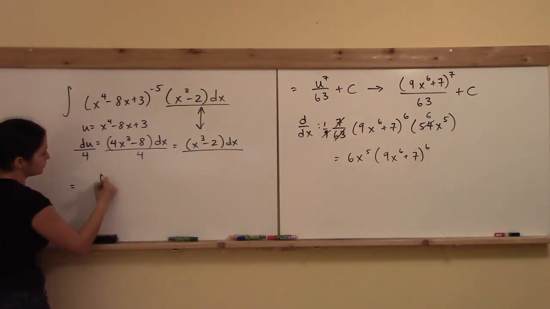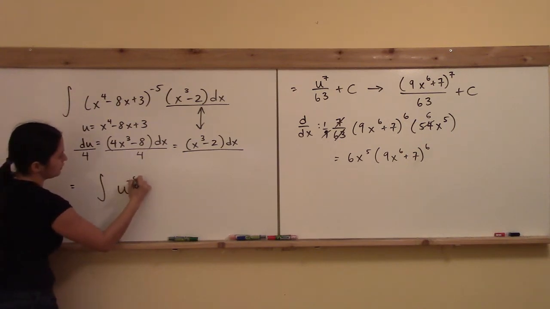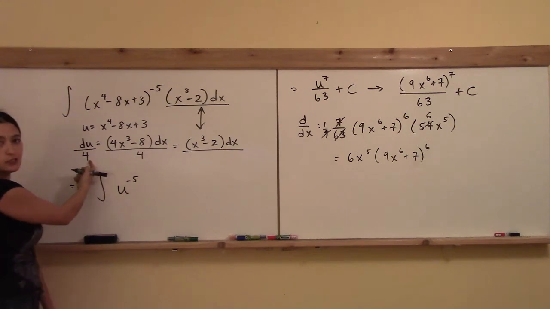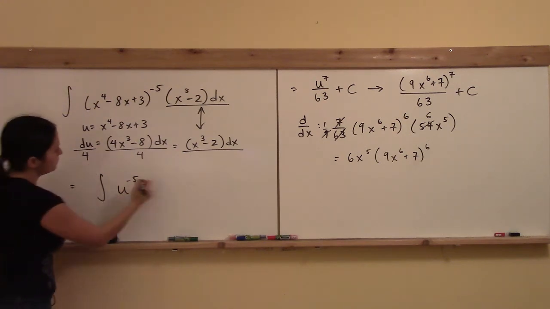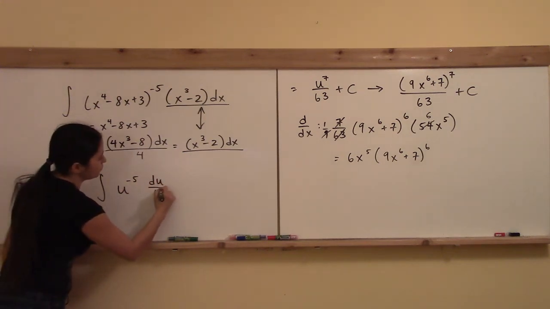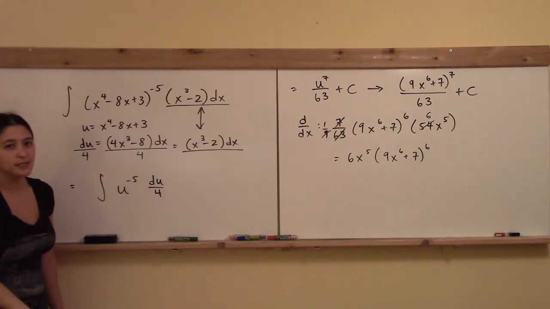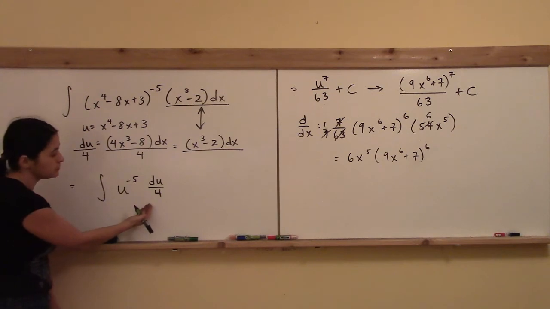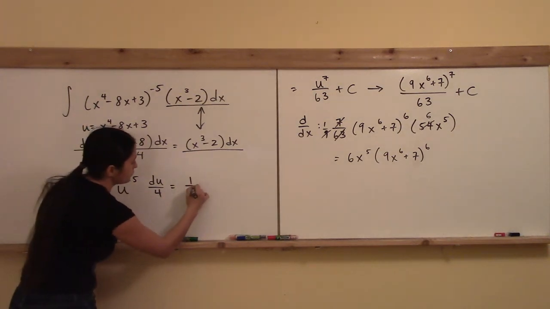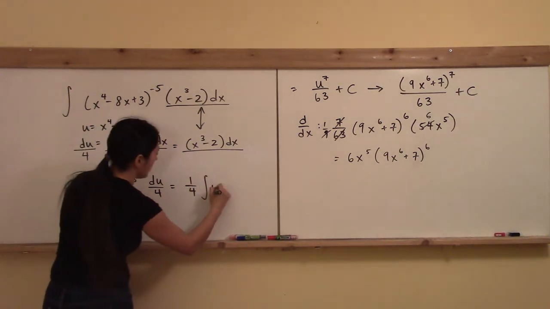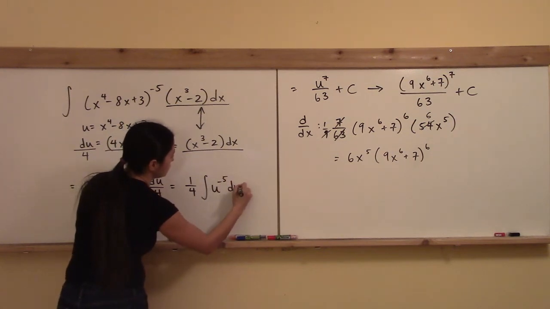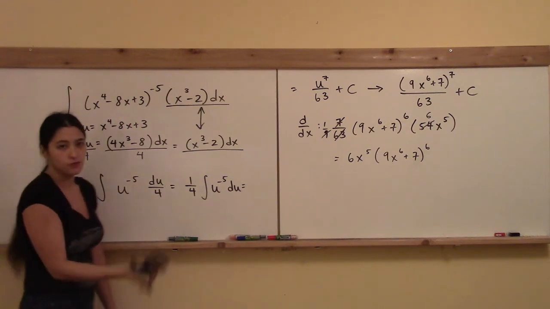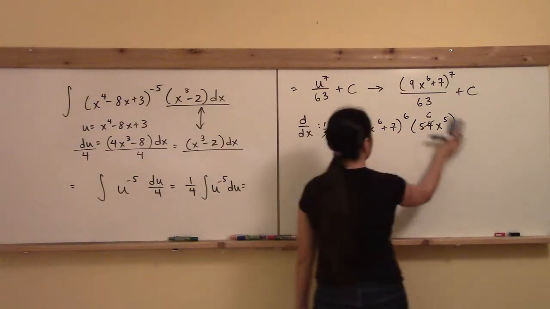This integral is going to become the integral of u to the minus 5. And that part right there is going to be replaced not by just du, but replaced with du over 4. But that's okay, because we have the constant multiple rule, and this is just 1/4 times du, so I'm just going to pull the 1/4 all the way outside, just like that, and then I'll have u to the minus 5 du, and that's not so bad. That's going to be u to the minus 4 over minus 4, right?